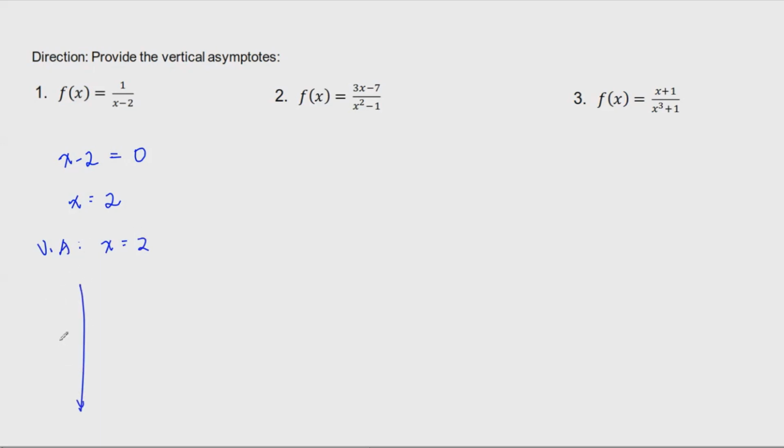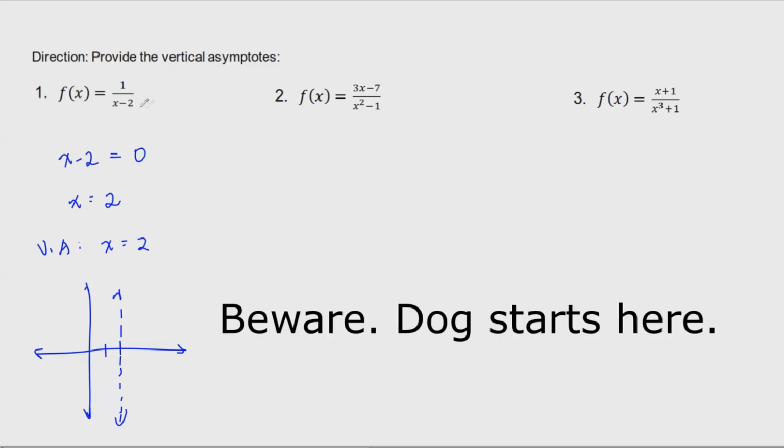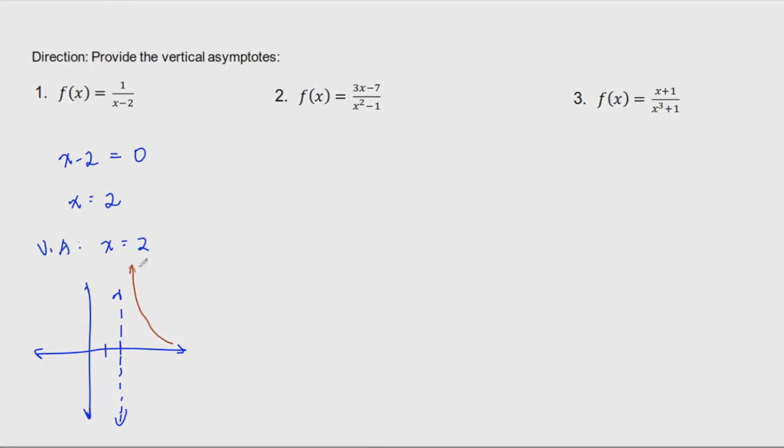If you want to graph it or just have a glimpse of what it looks like, if you have x equals 2 here, that is 1, 2, and this is the vertical asymptote. So with this vertical asymptote, when we plot 1 over x minus 2, we can have a graph that looks like this, something like that, and then the other one I think would be something like this. Okay, so that's how it goes for x minus 2.